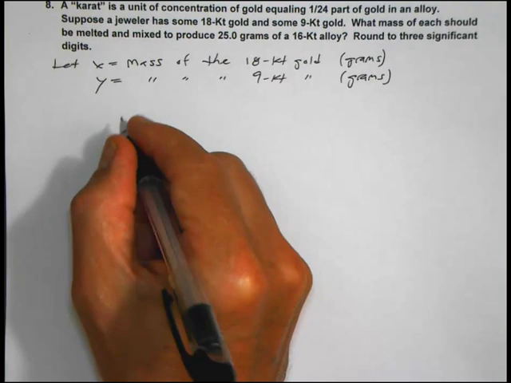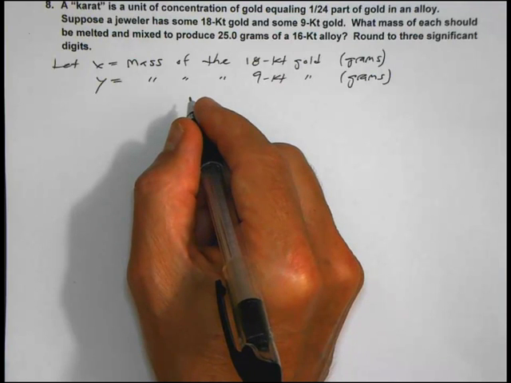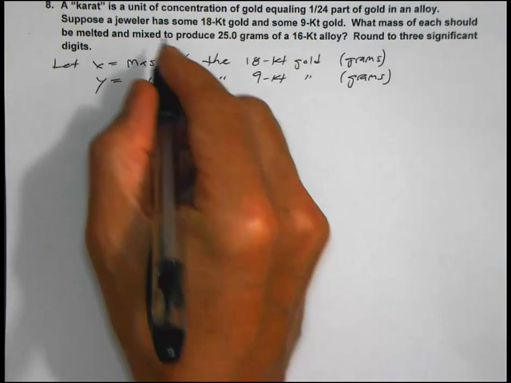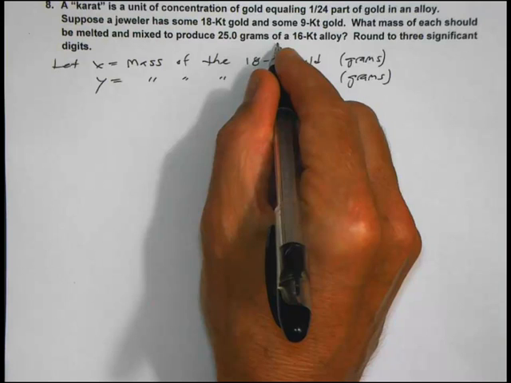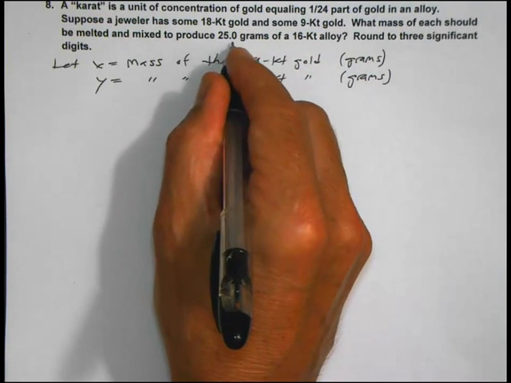Alright, how about some information that would yield some equations? Let's see. Well, here we're producing 25 grams of a 16-karat alloy. So 25 grams is the total mass.